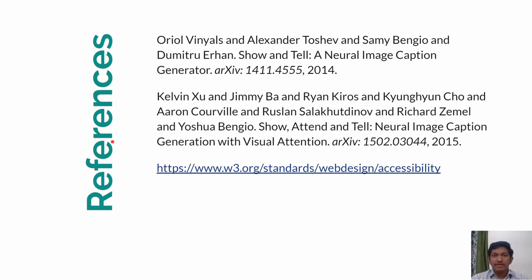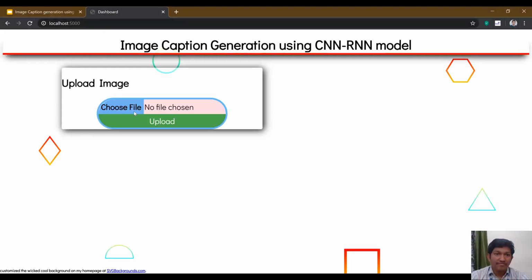In the next part, I'll be explaining how our three applications, the web interface, API and Chrome extension, work. So after this slide, I'll move on to the implementation part, where I'll show the real-time implementation of our models and our applications. Welcome to our web interface.